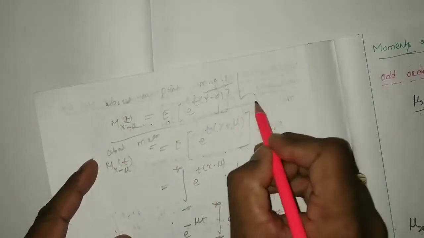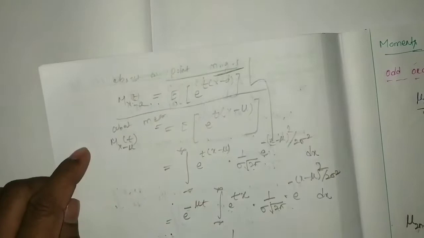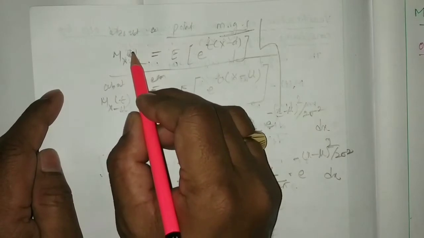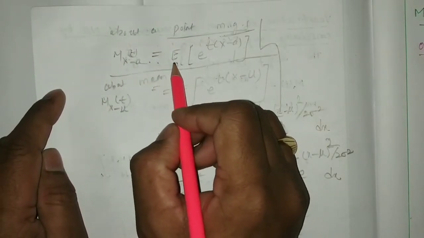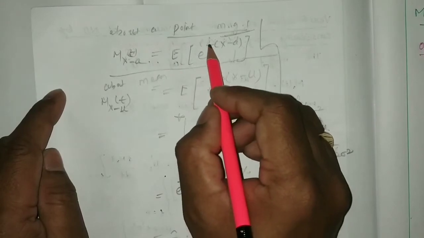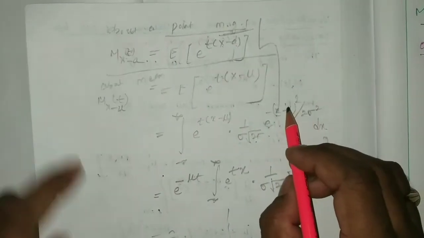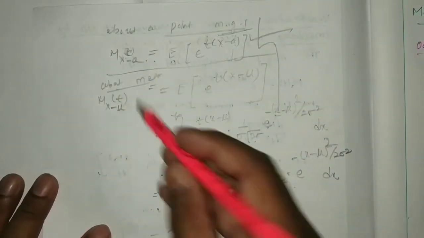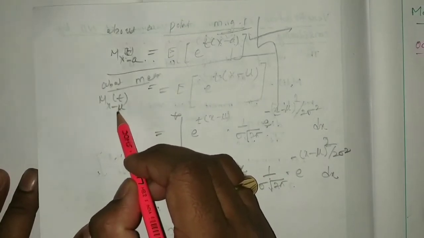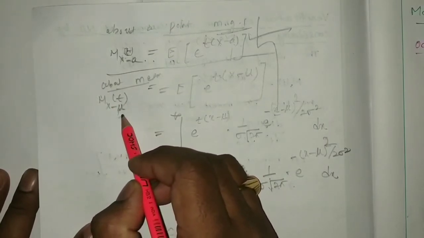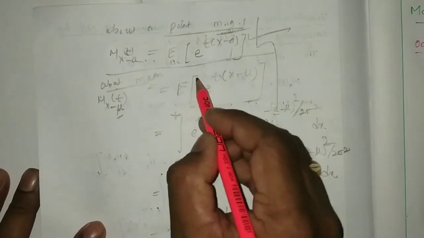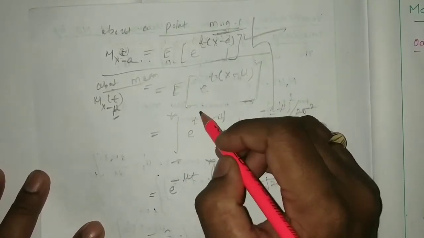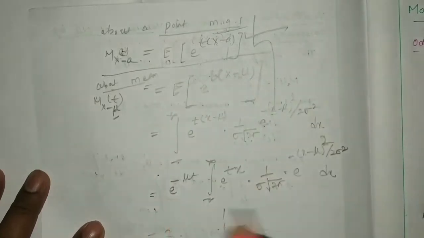So we know about any point mgf is how much. Mgf about any point is M x minus a of t, that is equal to expectation of e to the t into x minus a. Okay, about the mean. So if you are going to consider about the mean, then M x minus mu, here mu is considered as the mean for the normal distribution, of t will be equal to expectation value of e to the power t into x minus mu, right?